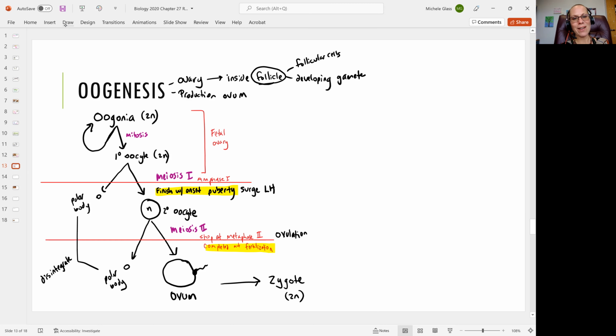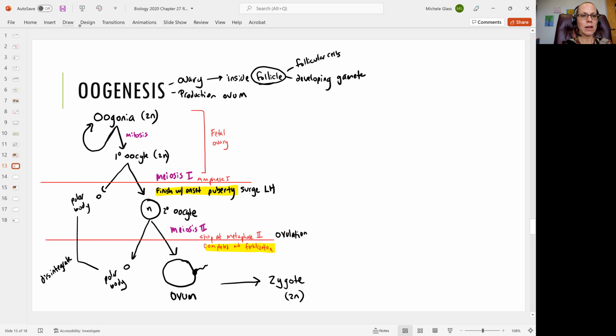So they don't have any future. They don't become anything. It's basically a way of removing half of the genetic information. So whereas in the male body and the testes, we're producing 4 sperm for every act of spermatogenesis, in the ovary, we're producing a single gamete for every act of oogenesis.